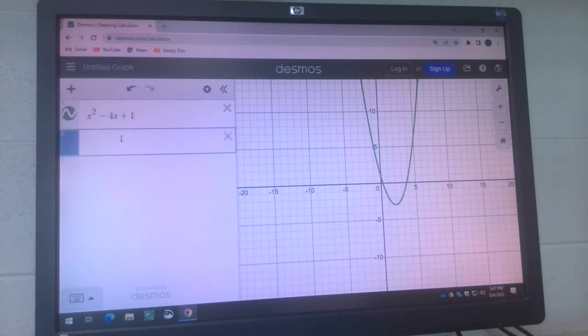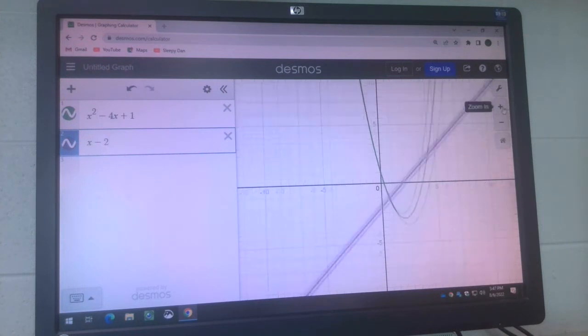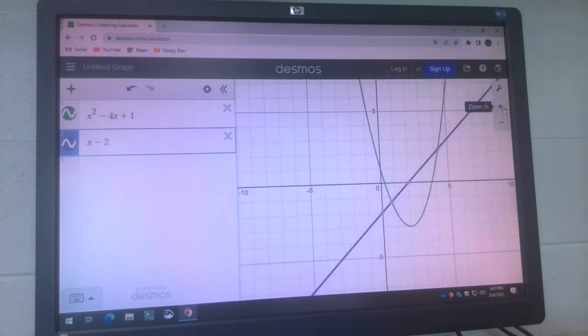Now, we're going to add the other one, x minus 2. Hopefully you guys are seeing how easy this is. And I'm going to zoom in just a little bit because that'll help me see my answers a little bit better. So I'm finding x, don't forget that.